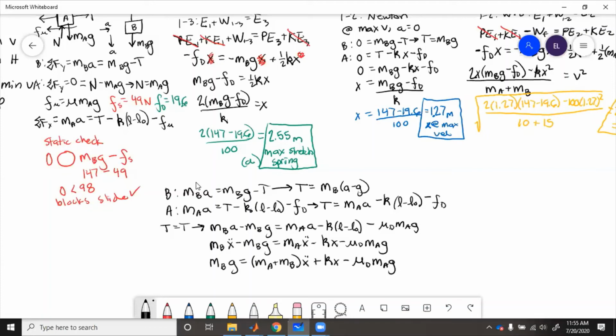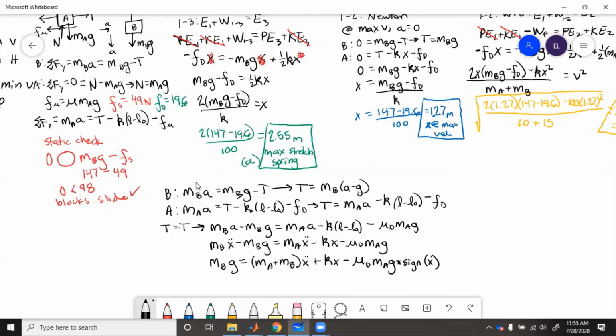What if, once the blocks reach their max spring stretch, they start sliding backwards and friction points the other direction? So really, this needs to be multiplied by the sign of the velocity. Now this here is a discontinuous differential equation. It has to be solved numerically.